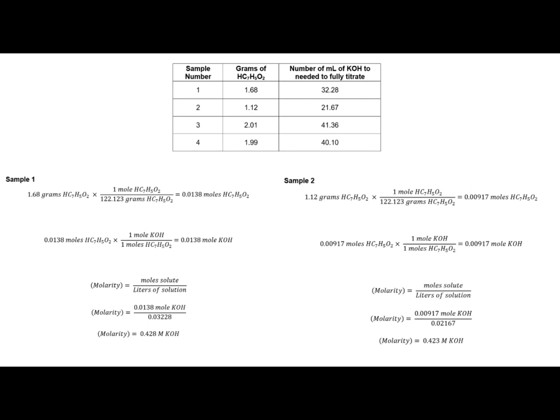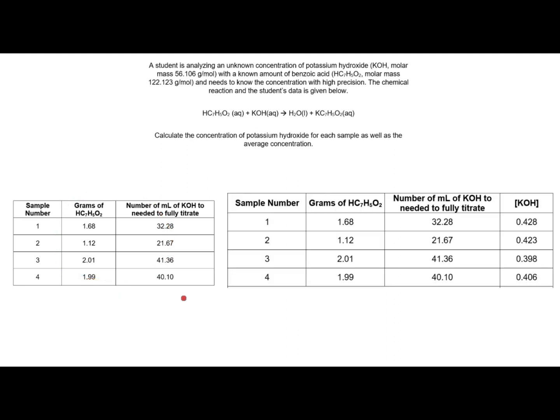Putting these samples side by side, you can see I'm doing the exact same math. I'm just starting with a different number of grams. And of course, I have a different volume for each concentration. The important thing is to make sure you keep the sample data together. Let's expand this data table to include concentration. So just for reference, here is our problem again. Here is our original data table. And now here is our data table with our concentrations. So you can see we're getting about the same concentration.